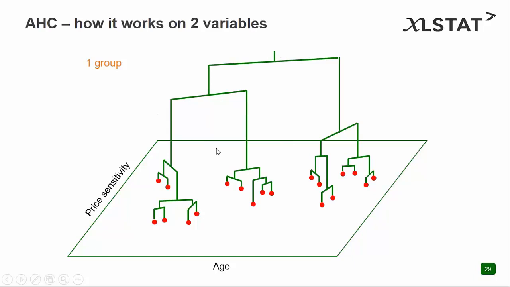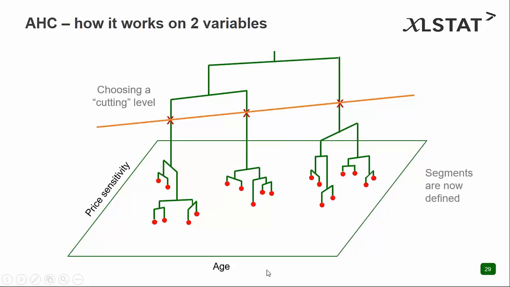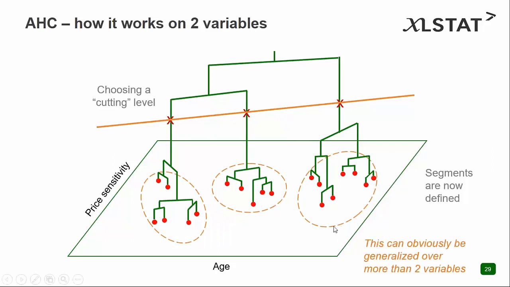Starting from the dendrogram, we can easily split things by using scissors and a cutting level. So say we take scissors and we just cut the dendrogram here. We obtain our segments or groups or clusters. Individuals inside this bubble look more alike than with those customers. So the segments are now defined, and this can obviously be generalized over more than two variables. Here I only illustrated things with two variables, but of course you can apply AHC including many more variables.